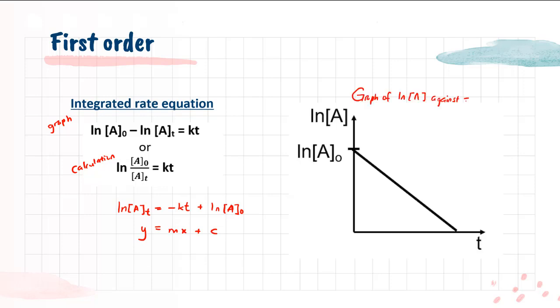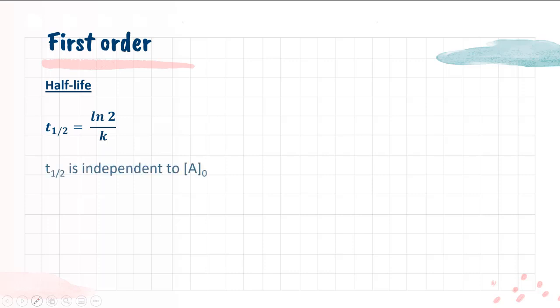So here is the graph of ln A against time: the y-axis, the x-axis, your intercept c, and the gradient equals -k. And lastly, for first order, the half-life equals ln 2 over k. In this formula of half-life for first order, we can see that the half-life is independent of the concentration. Doesn't matter what your initial concentration is, your half-life remains constant over time.